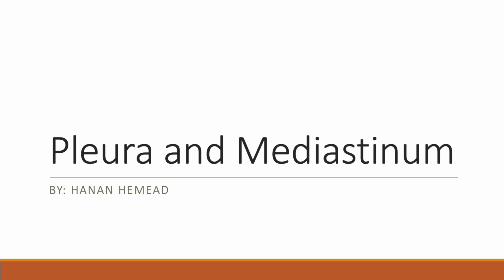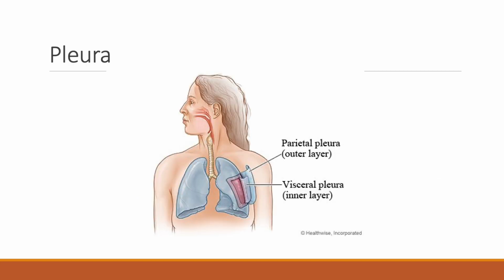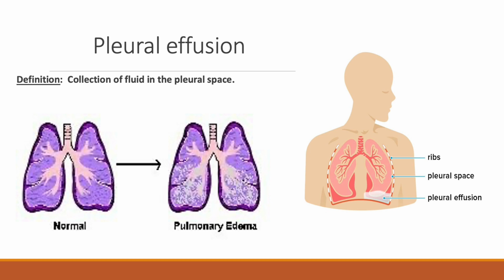Hi, so today we're going to talk about the pleura. This is a series of lectures for undergraduate medical students. As you probably know, the pleura is formed of two layers, the parietal layer, which is the outer layer, and the visceral pleura. Usually there is a small amount of pleural fluid present in the space, usually around 10 to 20 milliliters. When there is a collection in the pleural space, it results in pleural effusion.